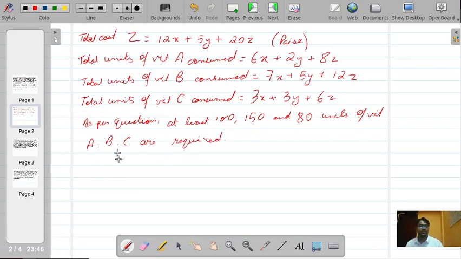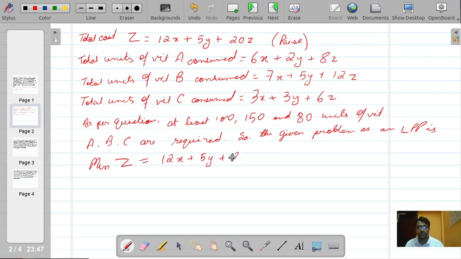So we can formulate the given problem as an LPP. Since it is the cost, I have to minimize the cost: minimize z equal to 12x plus 5y plus 20z, subject to the constraints.